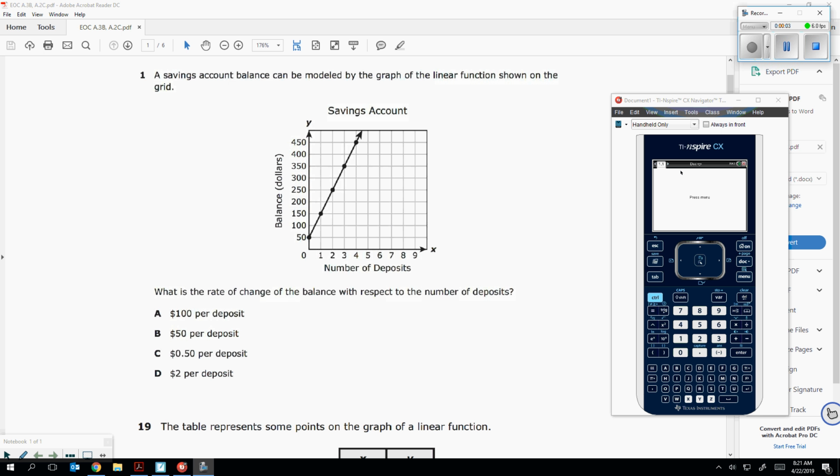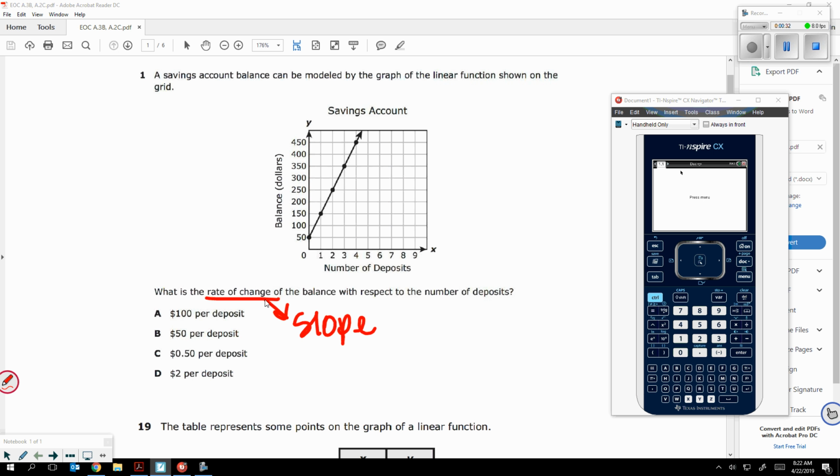Alright, so the first thing that we're going to look at is 3B. Okay, so 3B, all this is just looking at slope or rate of change. Rate of change and slope are the same thing. So look at number 1: the savings account balance can be modeled by the graph of the linear function shown on the grid. What is the rate of change of the balance with respect to the number of deposits? So knowing that rate of change is the same thing as your slope.